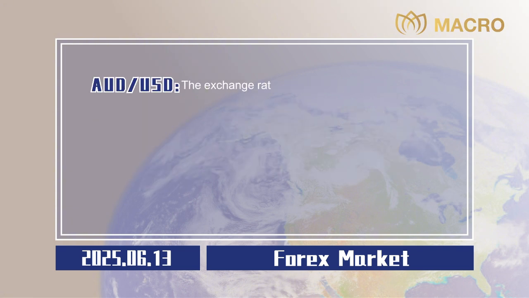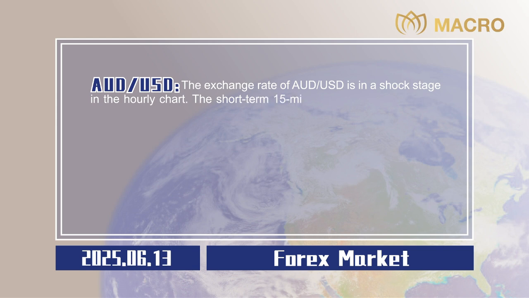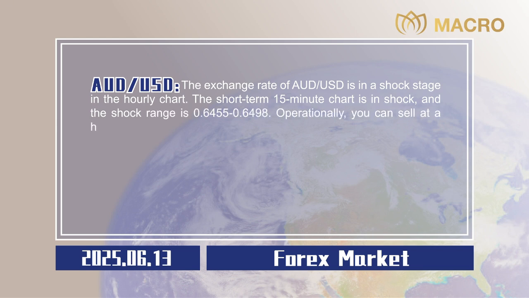Australian dollar to US dollar. The exchange rate of Australian dollar to US dollar is in a shock stage in the hourly chart. The short-term 15-minute chart is in shock, and the shock range is 0.6455 to 0.6498. Operationally, you can sell at a high price and buy at a low price in this range.